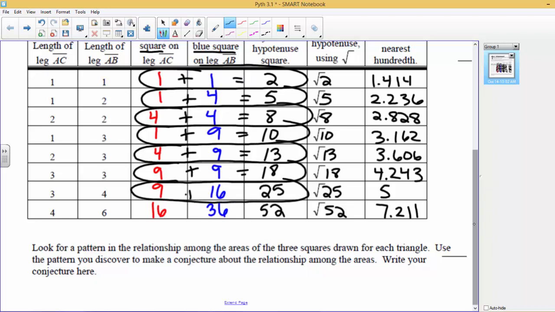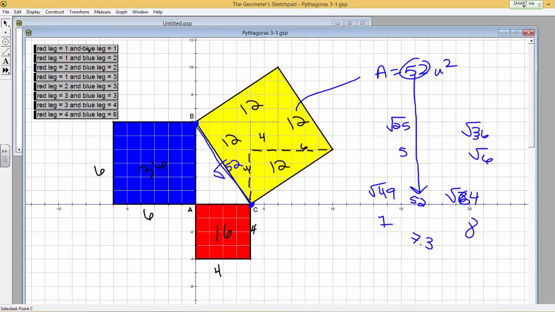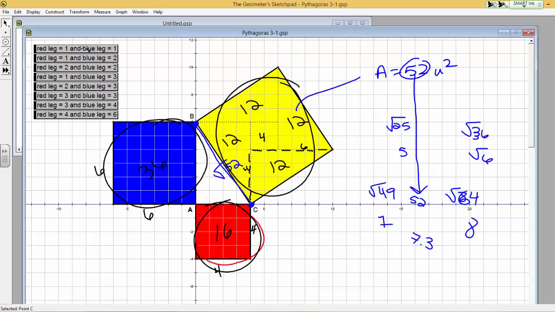So what this means is that after your quiz, you don't have to necessarily draw the tilted squares, because if you can draw a square off of each leg, you know that this red square and this blue square, if you cut them up into pieces, will perfectly fit into this yellow square, because the red square's area plus the blue square's area is always the yellow square's area. That is the Pythagorean theorem. That is what this dude called Pythagoras founded many years ago.